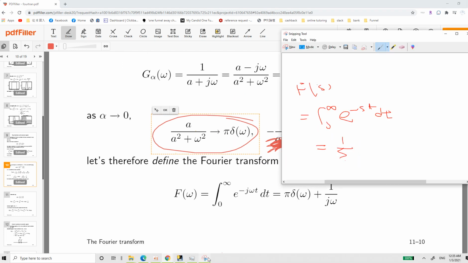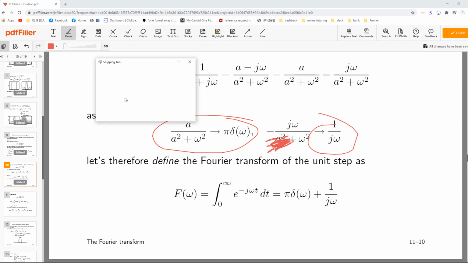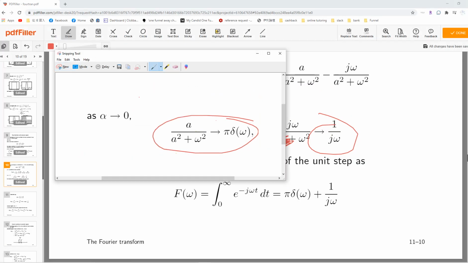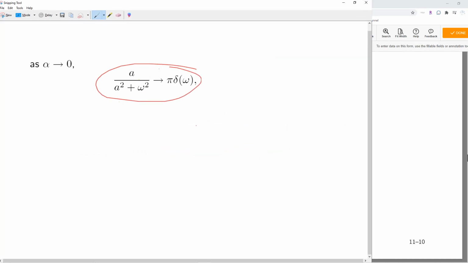Okay, maybe let me just provide a little bit of detail about why this is correct. The key point is that you may ask why this is correct, right? Maybe I should provide a video to prove these things. But by the way, this is alpha. Okay.